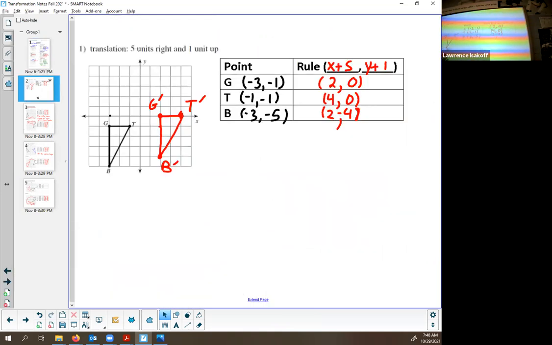Yeah. So like yesterday's work, if I look back at number 1 from yesterday quickly, I'm going right 5 up 1. So I added 5 to all my X's, added 1 to all my Y's to get my new points. Right.